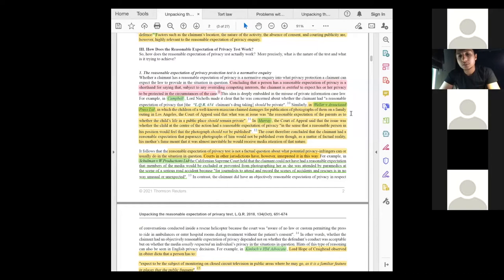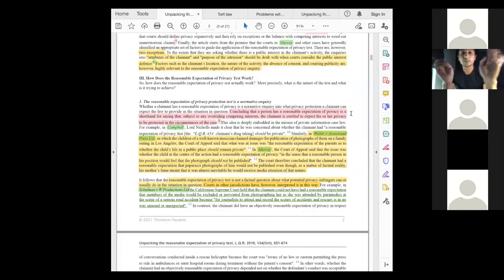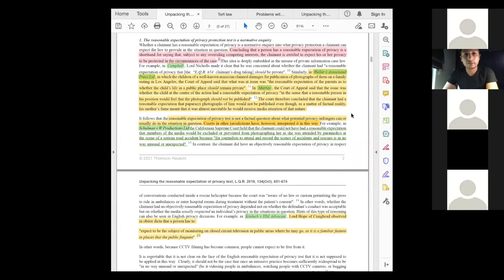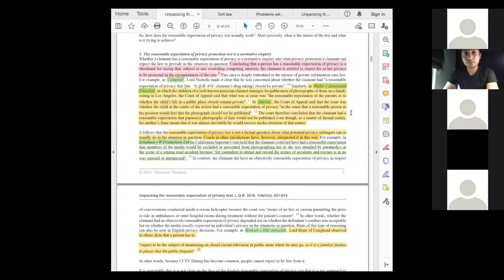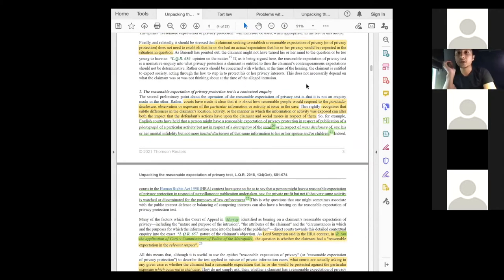She argues that the word protection should be added. At a certain point in the article, she says that right now the test is whether the claimant should be entitled to expect his or her privacy. And adding the word protection would make the test whether they are in fact entitled to expect their privacy to be protected in the circumstances of the case. And then she also considers the argument of it being a contextual inquiry, the particular context of that. So she argues from both sides.